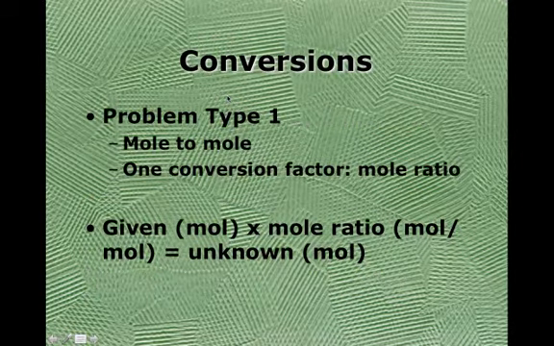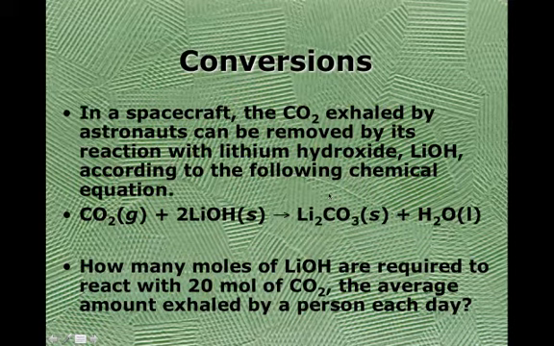Well, actually, in problem type 1, we just use the mole ratio because it's a mole-to-mole problem. We're given moles. We're just converting to moles. We don't have to do anything with grams. So we just use the one conversion factor, the mole ratio. The mole ratio comes from the coefficients. So always in this equation, always check to make sure it's balanced.